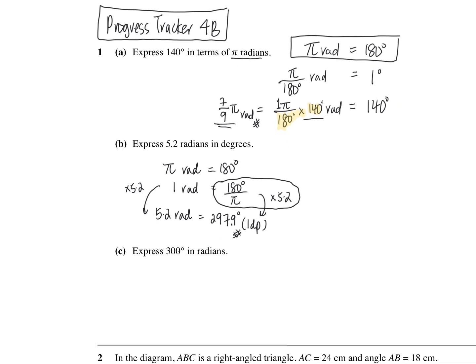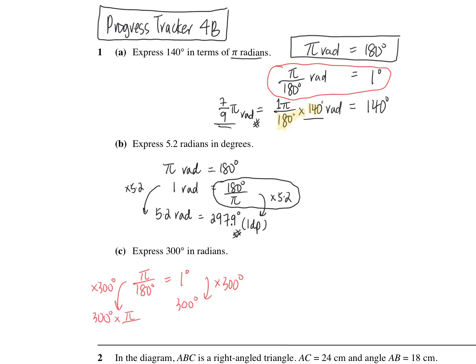Okay, last one, same thing. I know that 1 degree is this. So 300 degrees will just be times 300 on both sides. So this one is simple conversion.